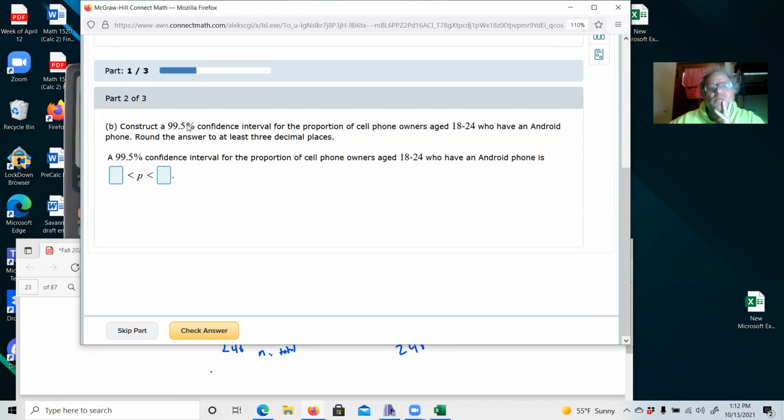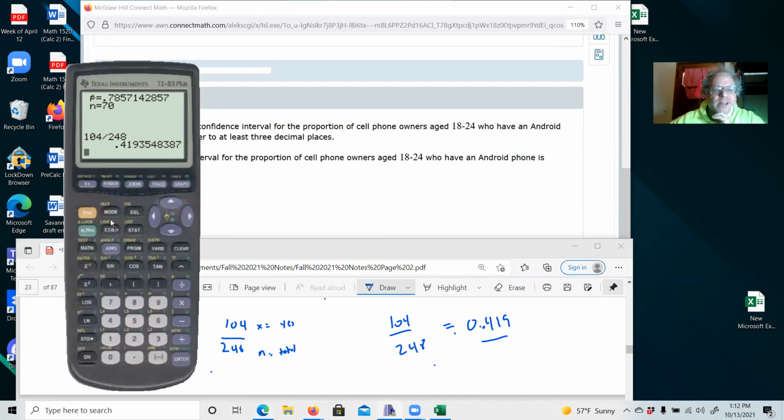We want a 99.5% confidence interval for these cell phones. So we're going to go to our calculators again. We're going to stat, test, and down to one proportion Z interval. There we go.